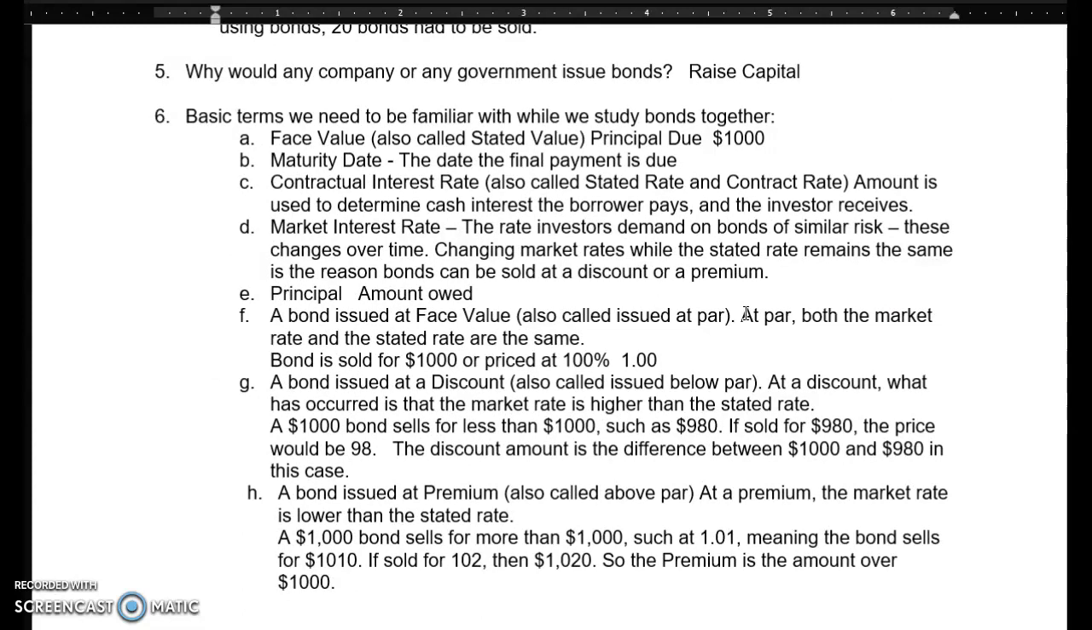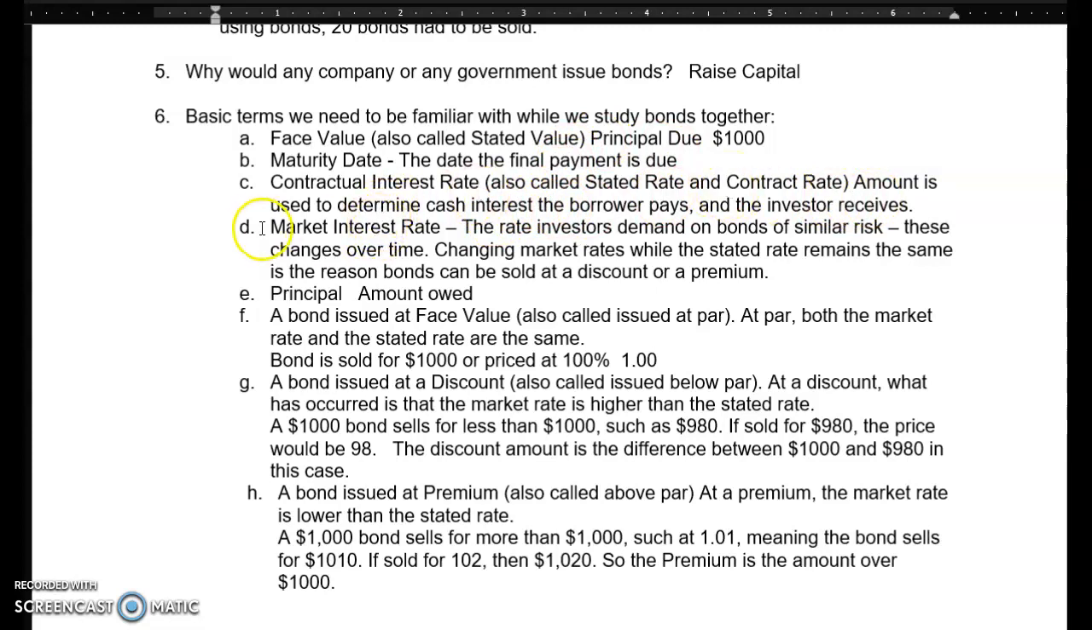Basic terms. Face value or stated value. I mentioned that in a Chapter 9 video, that face value would be coming down the pike again for us. And it was just more like a prelude to things to come. Well, here we are. Now we need to know what face value is. So a bond is issued at face value for $1,000. It's very important to know that for calculating interest. Maturity date's the final payment due date on the bond. That's when it matures. Contractual interest rate, also called the stated rate or the contract rate, is used to determine cash interest the borrower pays and the investor receives.